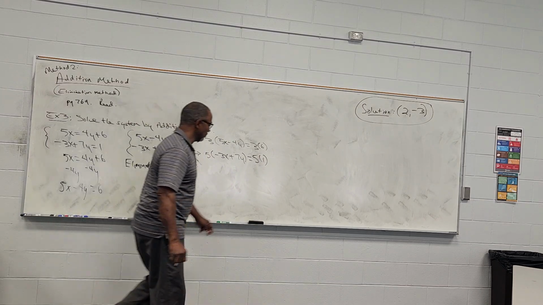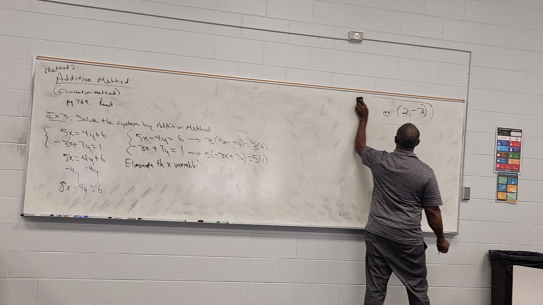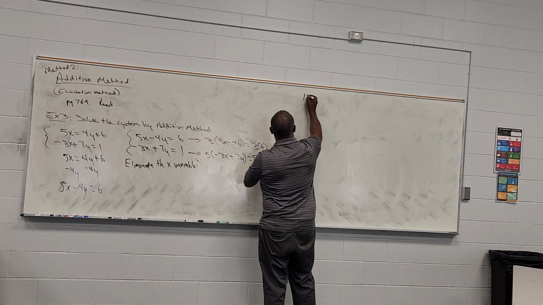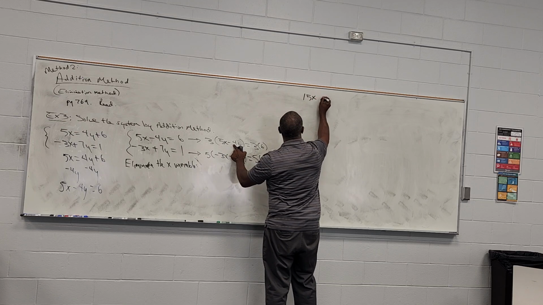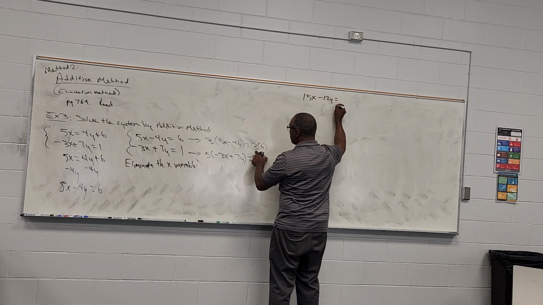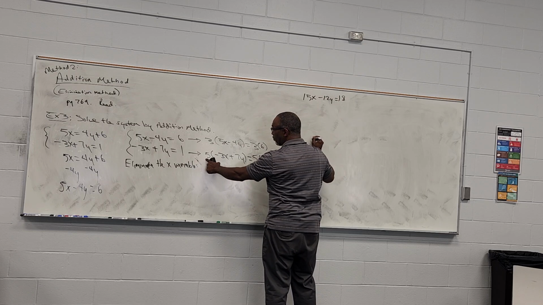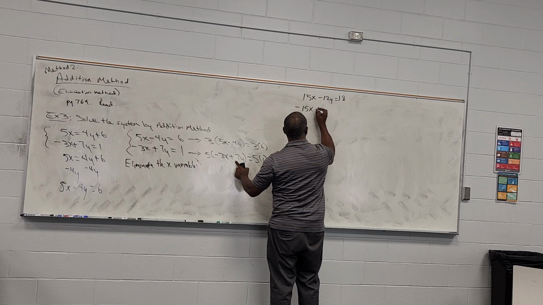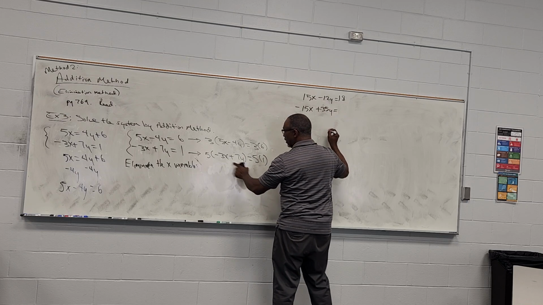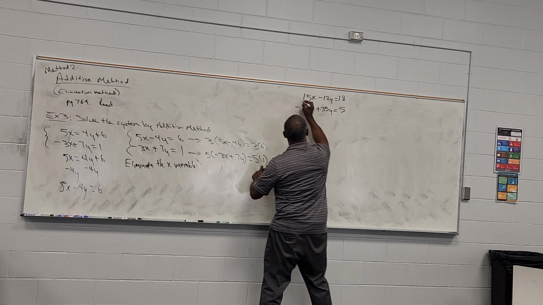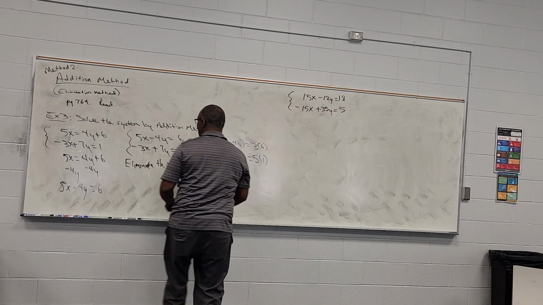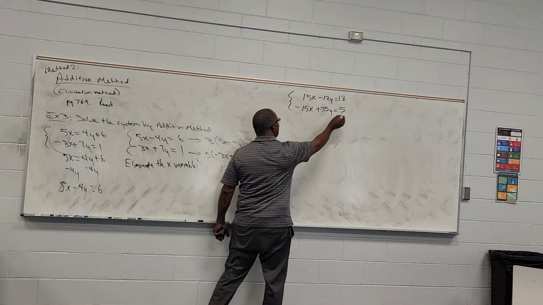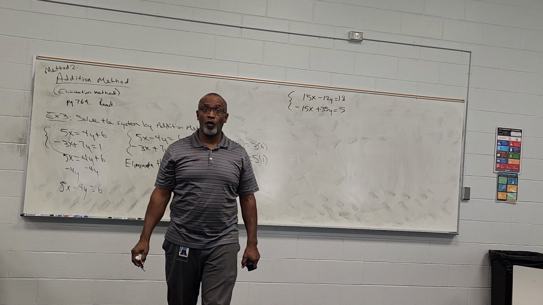Now, what is my new system? Well, when I multiply 3 times 5x, I'll get 15x. 3 times negative 4 makes negative 12y equals 3 times 6 makes 18. The second one, 5 times negative 3 makes negative 15x. 5 times a positive 7 makes plus 35y. And 5 times 1 makes 5. There's my new system. And again, these two lines are still exactly the same two lines. They're just in a different form.